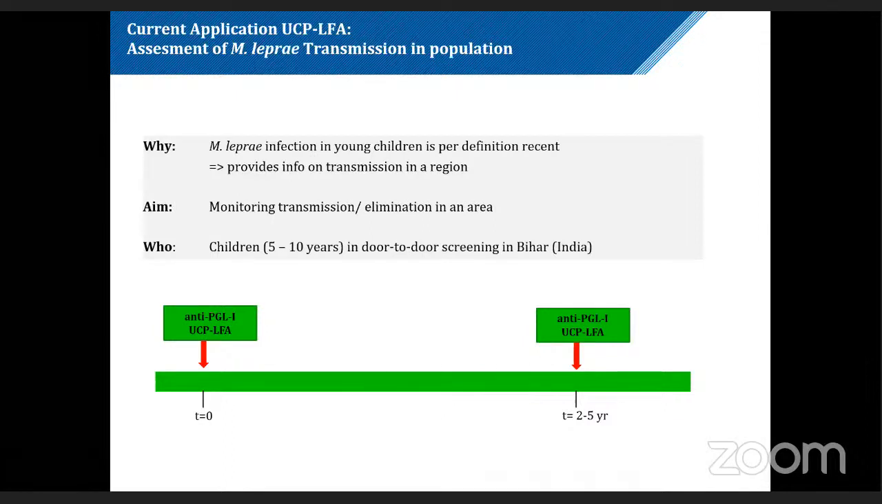So monitoring children in an area, and this is what is currently done in Bihar in India, in a door-to-door screening survey, children between 5 and 10 years old are measured for M. leprae infection through anti-PD-L1 antibodies. What we will do is in a few years, we'll go back and see, not in the same children, but in the same age group of children, whether the seroprevalence has decreased in the population. And this gives us a measure of transmission in an area. And of course, when we are approaching elimination, means to identify whether elimination has really occurred or whether transmission is still ongoing are important.